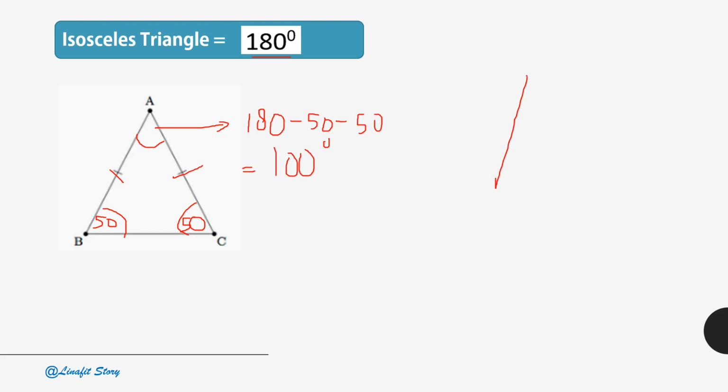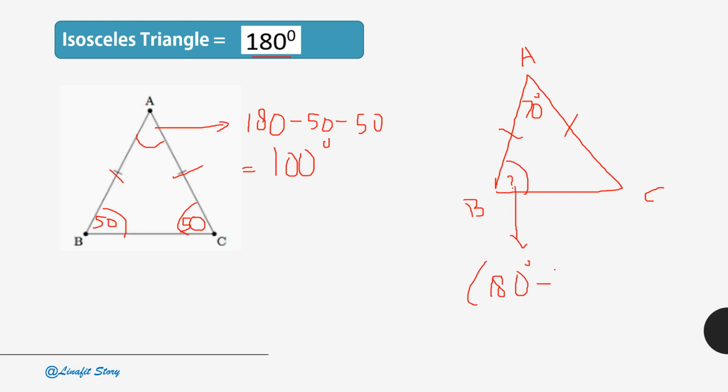How about this question? This is an isosceles triangle. Let's say this is angle A, B, C. A is 70 degrees. Then how to get B? To get B is 180 degrees minus 70, divided by 2. So equals 55 degrees. So angle B is 55, C is also 55 degrees.